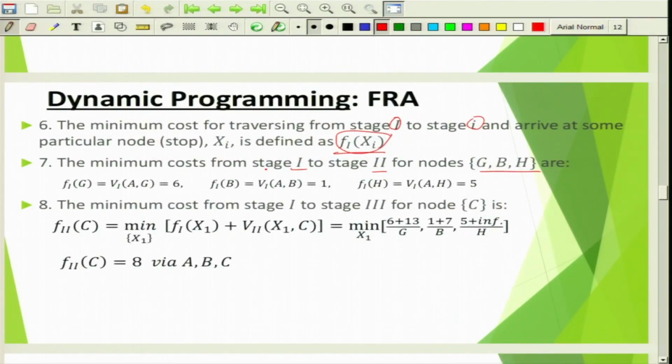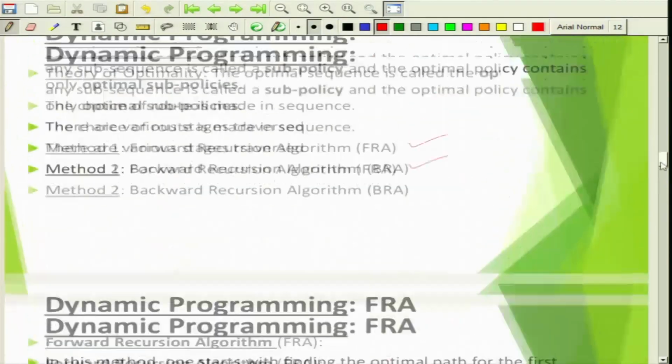Similarly, to reach point B from A, the corresponding minimum cost is 1. Similarly, to reach point H starting from A, the minimum cost is 5, right? Now, the minimum cost from stage 1 to stage 3. Till now we have been speaking of stage 1 to stage 2, that is starting from point A to either G or B or H, right? Moving forward, that is not our ultimate destination, you need to move to stage 3. Now, stage 3 has different nodes, right? So what are the nodes, or the states, available in stage 3?